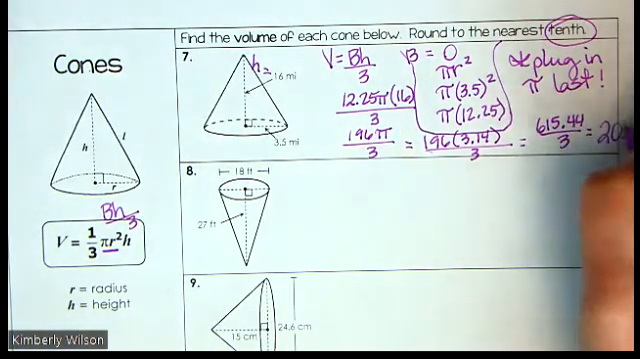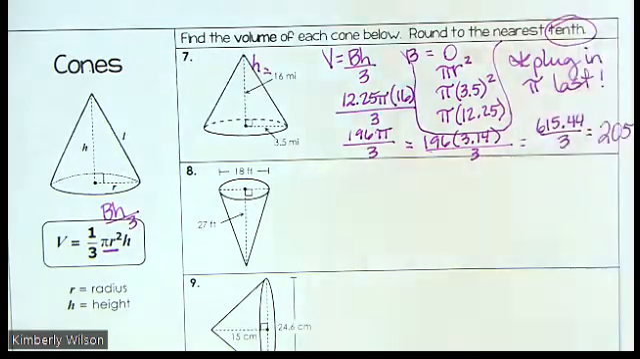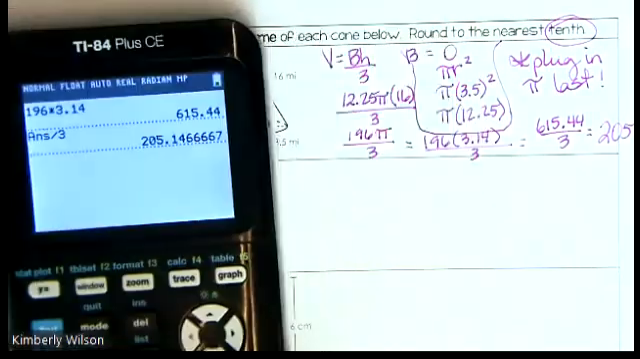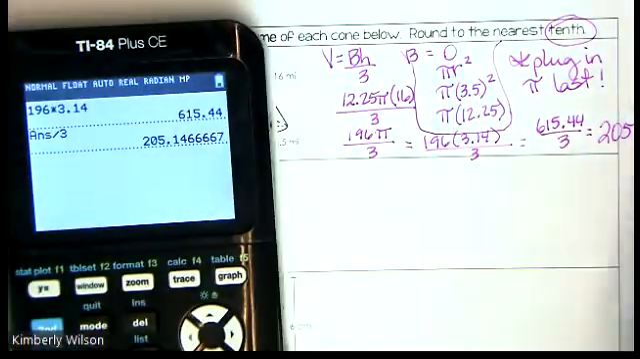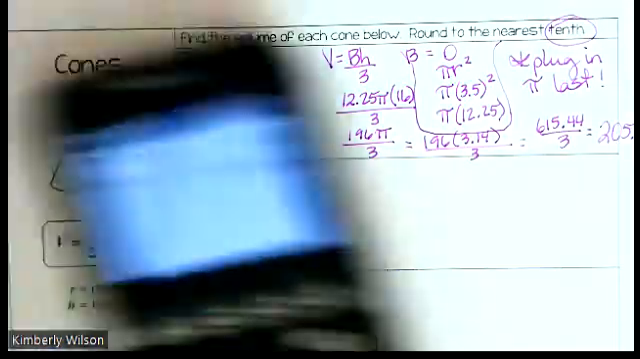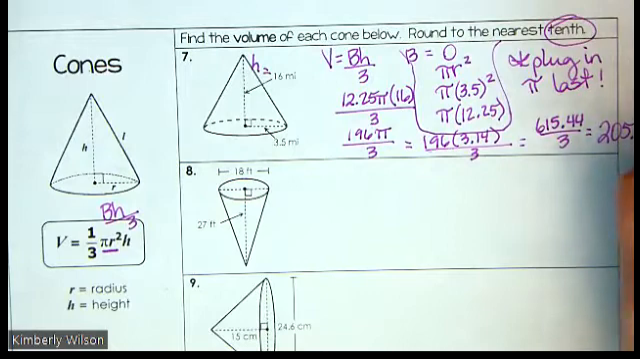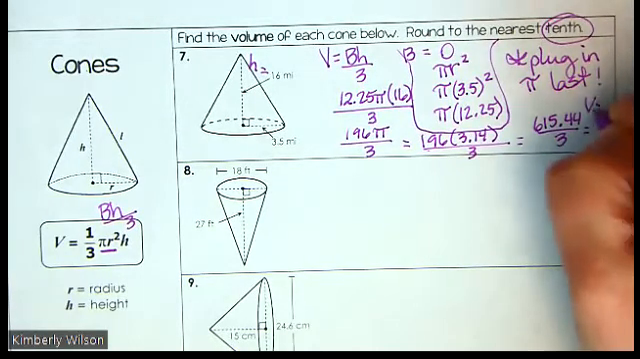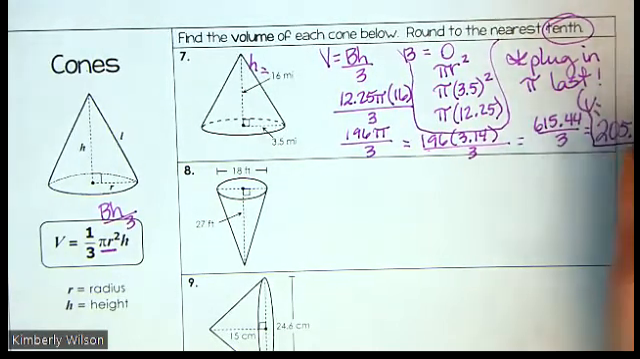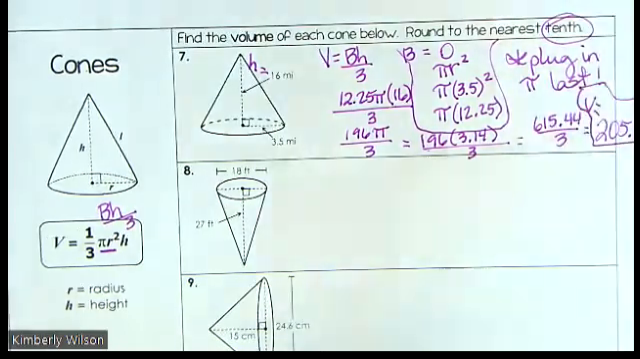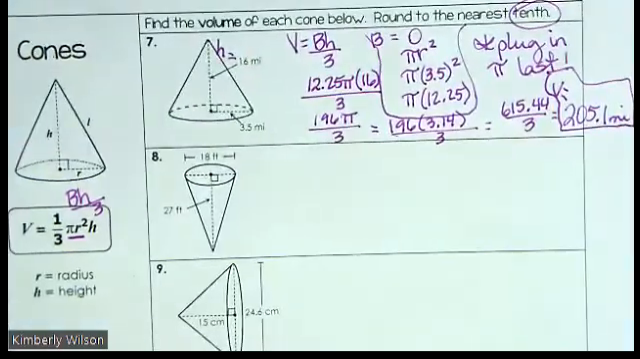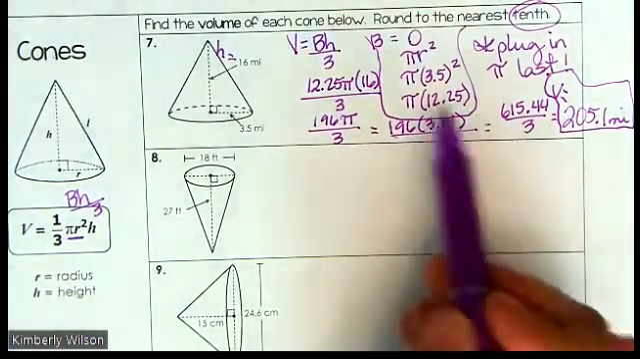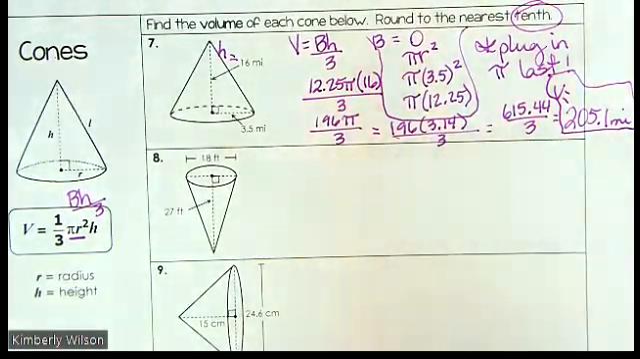So I get 205, and it says round to the nearest tenth. So therefore, when I'm looking at my calculator, this is going to be 205.1. What's my units here? Miles. This is what my volume equals. Now, the pi button might be a little bit off from what your answer choices are, but remember, we're using 3.14 instead of pi.